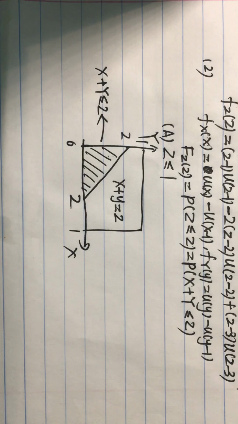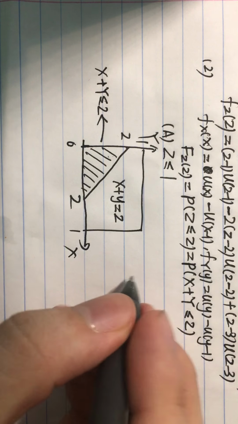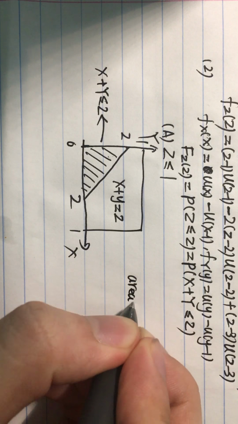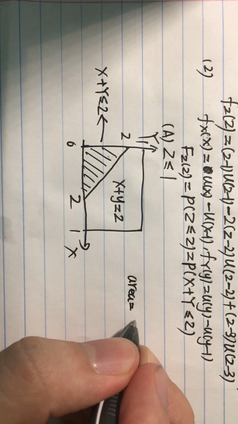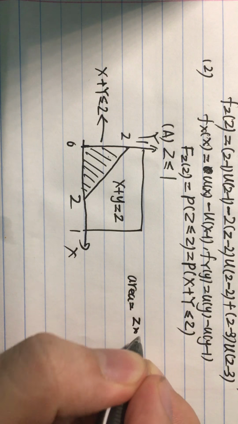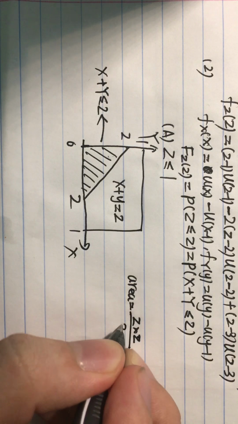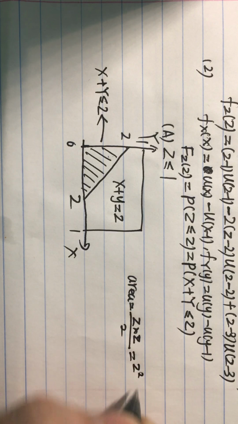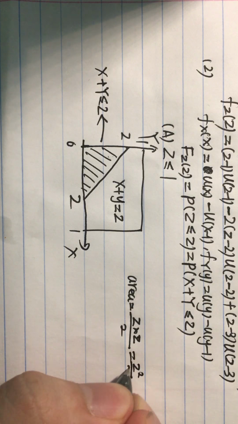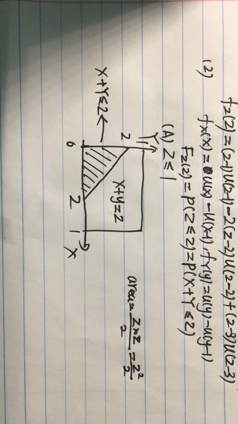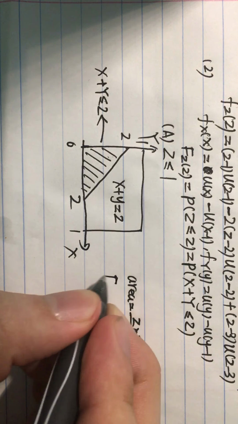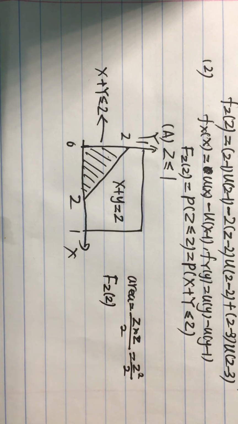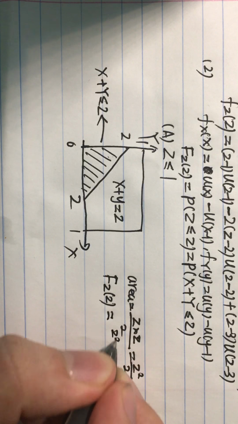It's a triangle, so this region equals z times z over 2, which is z to the power 2 over 2. So the distribution function should be this.